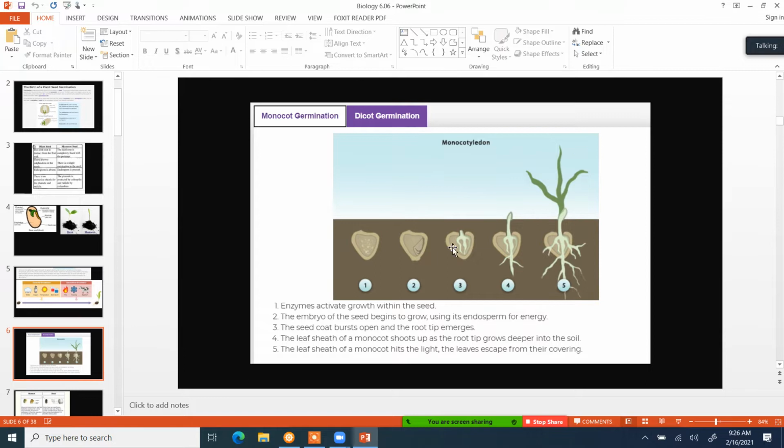Three, the seed coat bursts open and the root tip emerges. So the seed coat starts to crack open as this plant embryo grows and grows. Four, the leaf sheath shoots up as the root tip grows deeper into the soil. So one leaf starts to come out here, and the root tip grows out into the soil. And then when it senses that there's light around, the leaves actually come out of the leaf sheath.